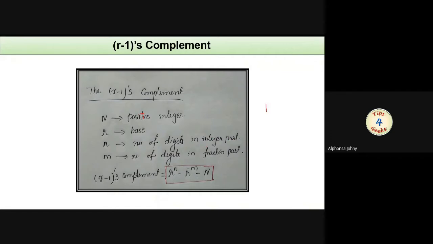Suppose the number is 15.6 in the case of the decimal number system. So the number of digits in the integer part is 2 and the number of digits in the fractional part is 1. So n is 2 and m is equal to 1. So n is nothing but the number of digits in the integer part and m is the number of digits in the fractional part. So r-1's complement is given by r raised to n minus r raised to minus m minus capital N.